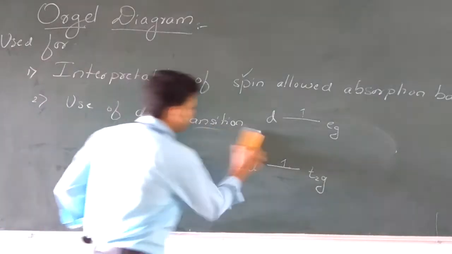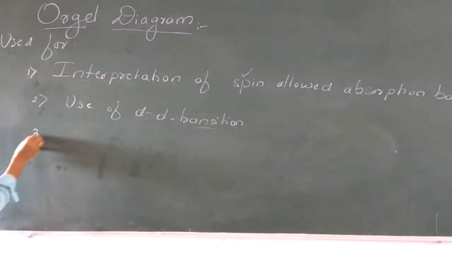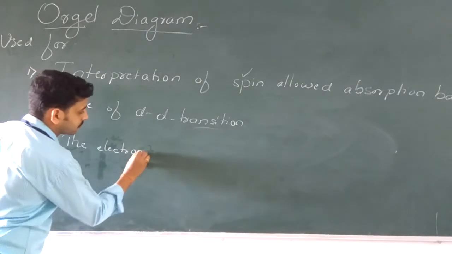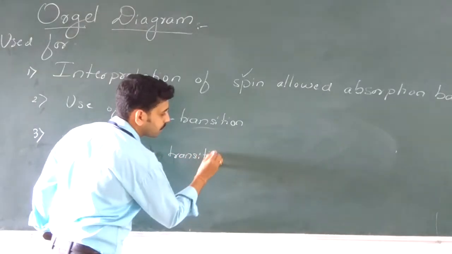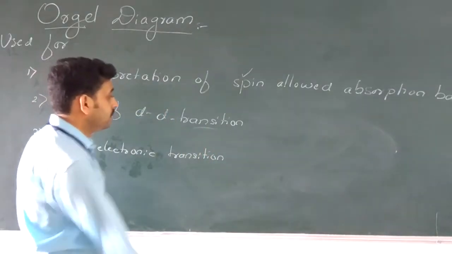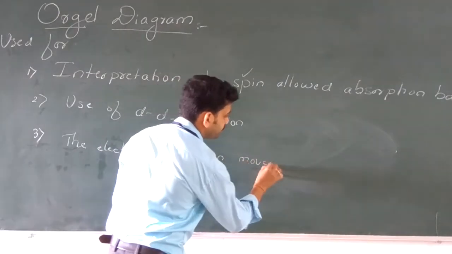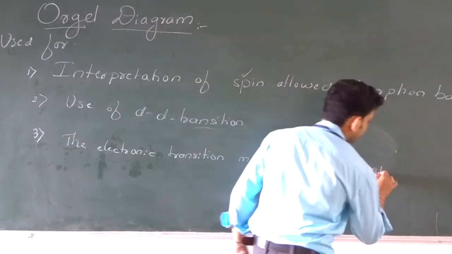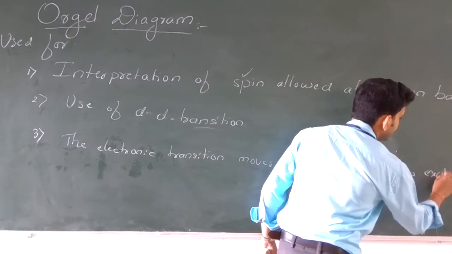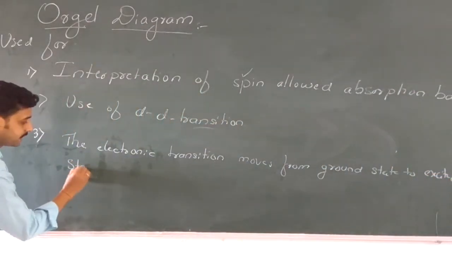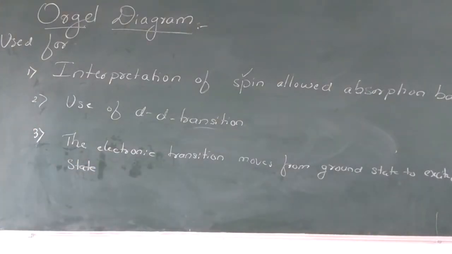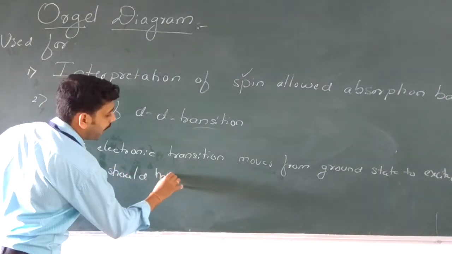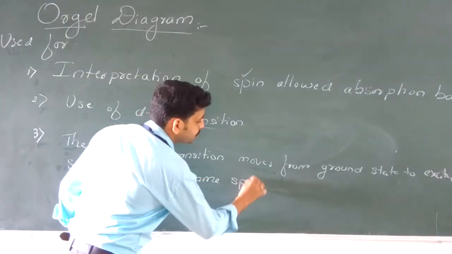And the third point is the electronic transition that moves from the ground state to the excited state should have the same spin multiplicity.